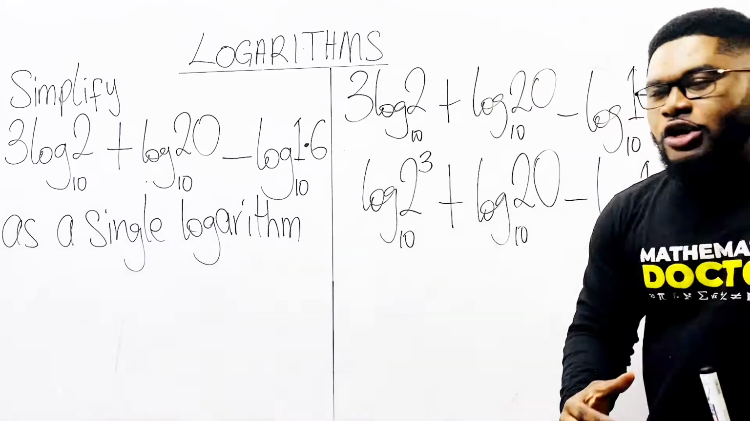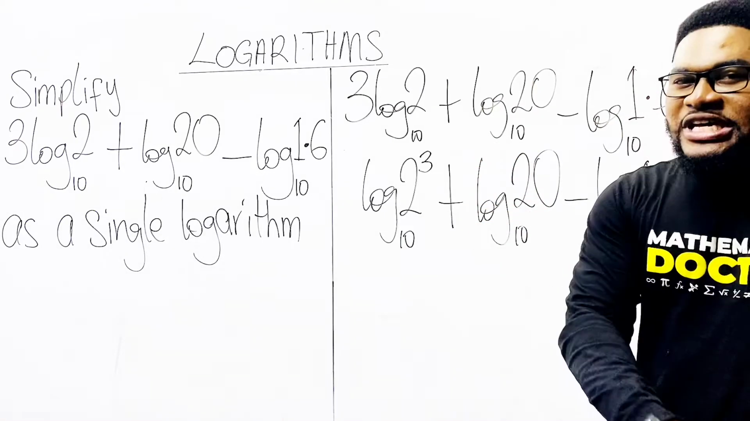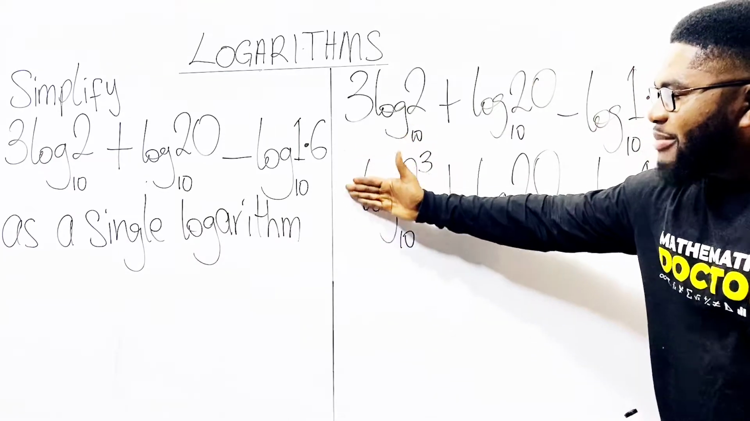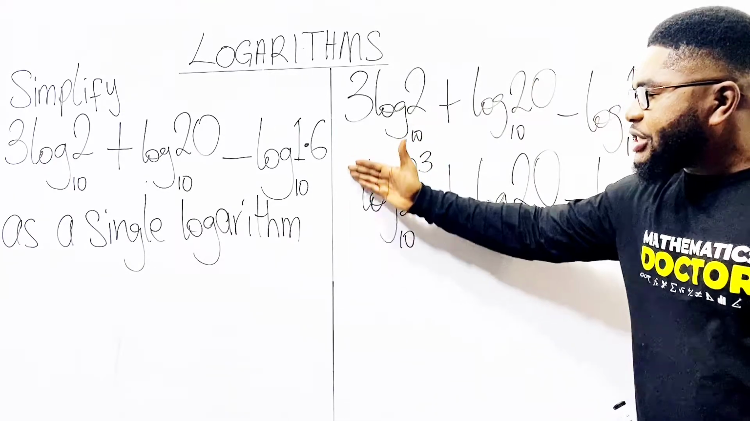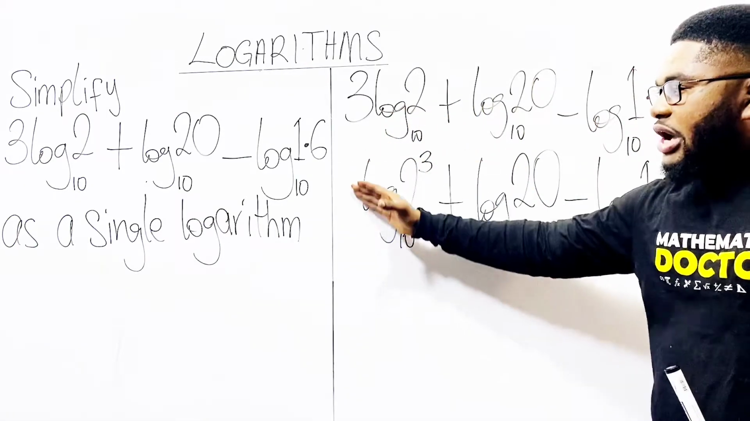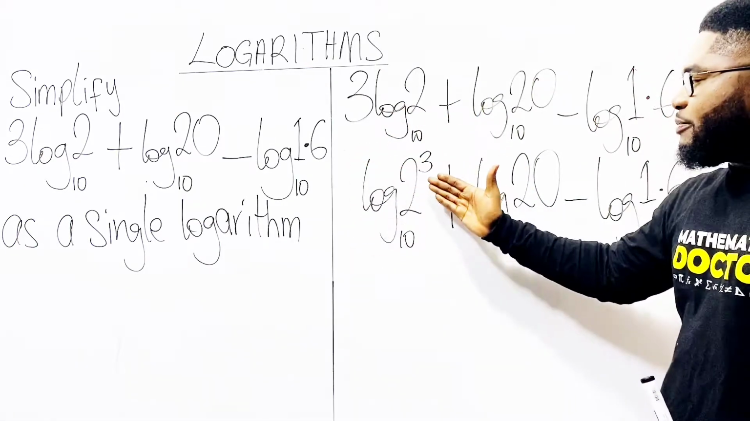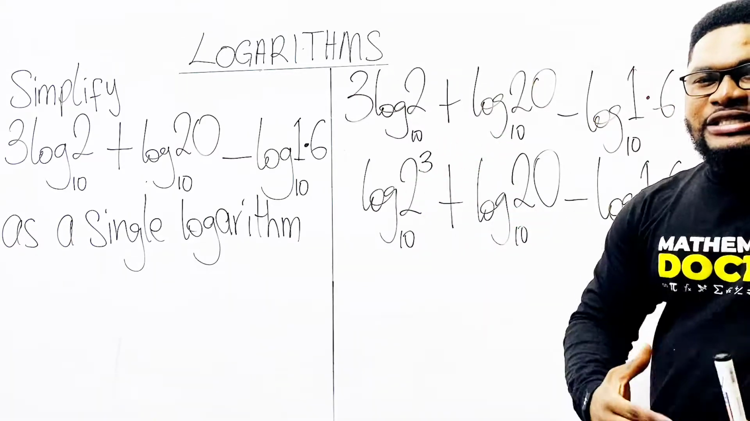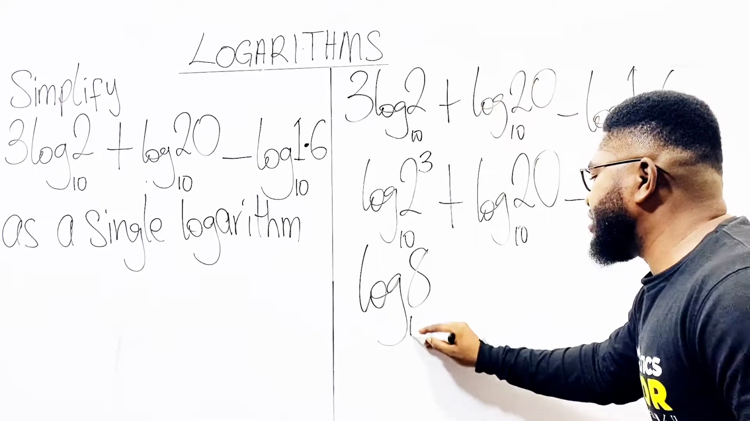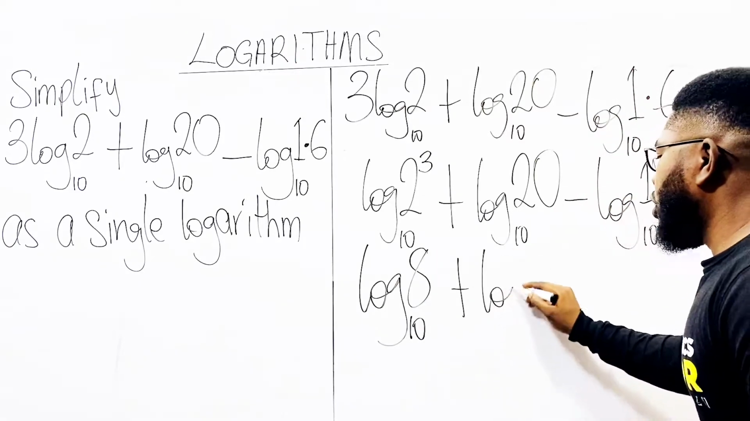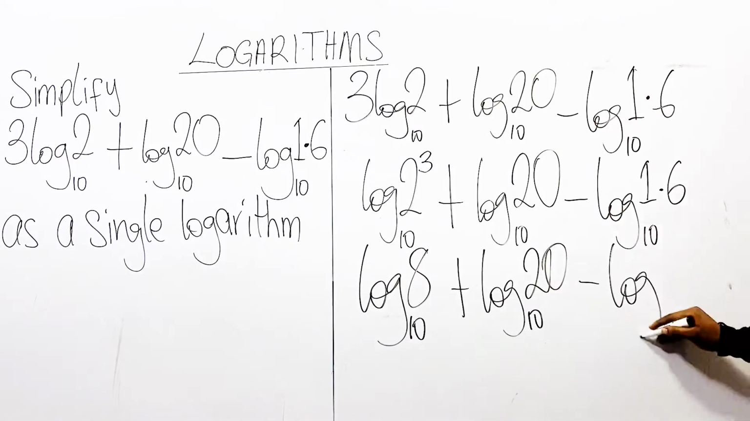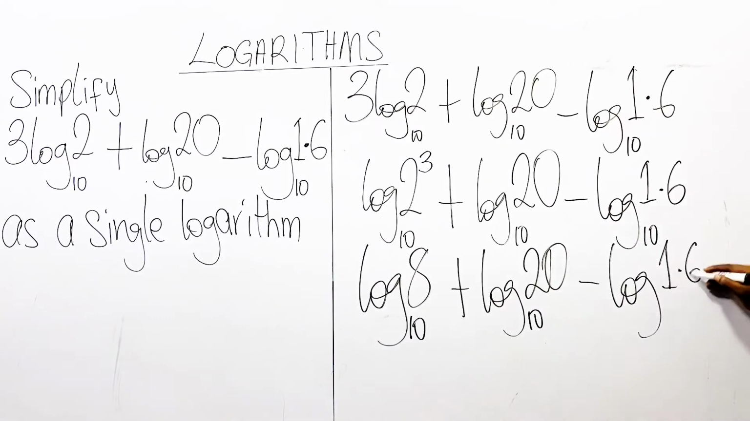So please take note. No one must apply the first or the second law of logarithm if the log has a number before it, that is a coefficient of the log. Move it with the help of the third law so that your log will be free without any number or coefficient. Now let's simplify. 2 raised to the power 3 is 8. So it becomes log 8 base 10 plus log 20 base 10 minus log 1.6 base 10.